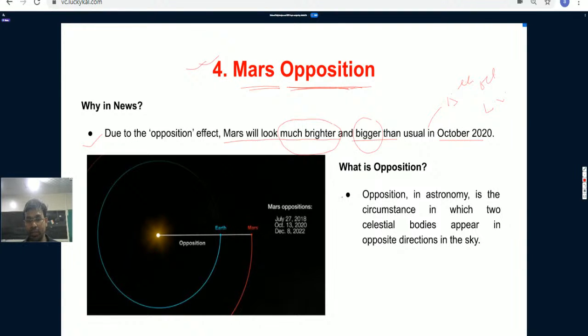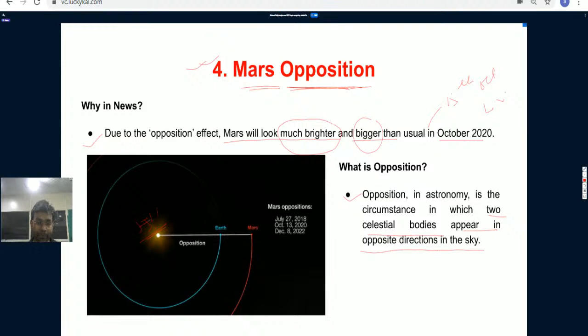What is opposition in astronomy? Opposition in astronomy is the circumstance in which two celestial bodies appear in opposite directions in the sky. Here a diagram is given. In the center, the brighter spot is the sun. You can see this is the sun.